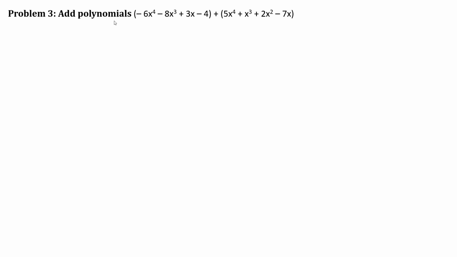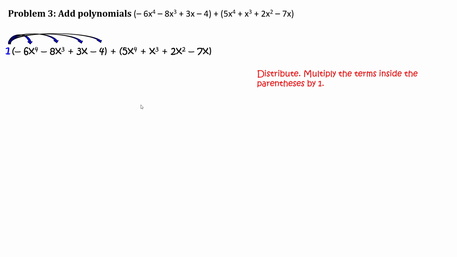So for problem 3, you're going to add these 2 polynomials. We're just going to begin by writing out the problem. The reason why I put parentheses around this is to kind of show you that we're adding 2 objects. So I grouped the polynomial with parentheses. But of course, if there's nothing in front of the parentheses, there is an implied 1, right? So I'm going to begin by just distributing, or multiplying, the terms inside the parentheses by 1, which really doesn't change any of the terms.